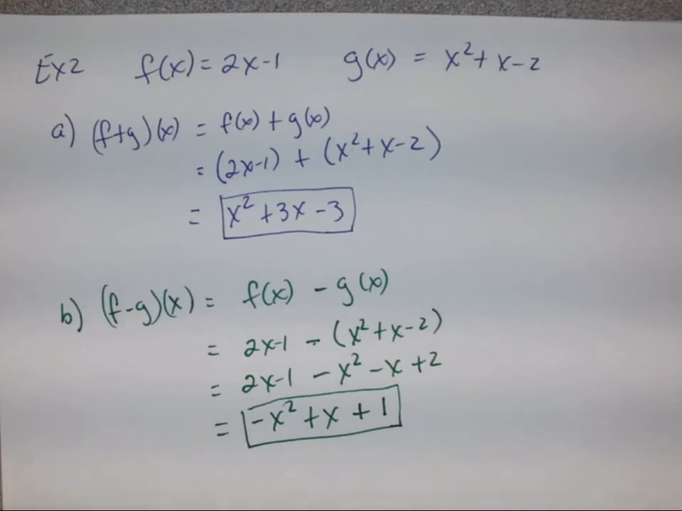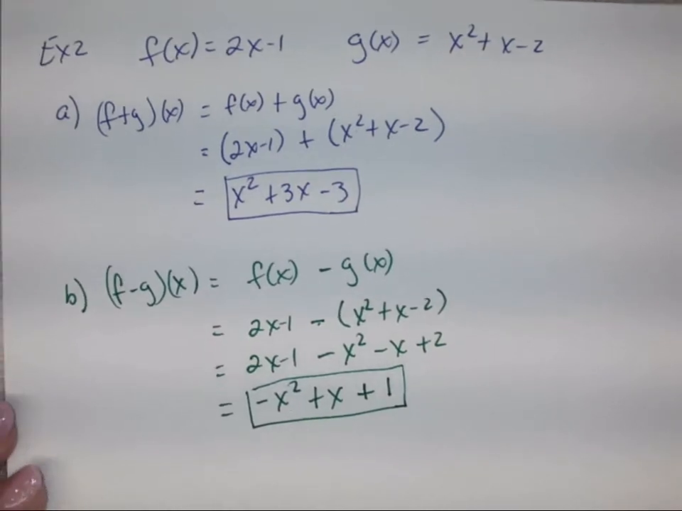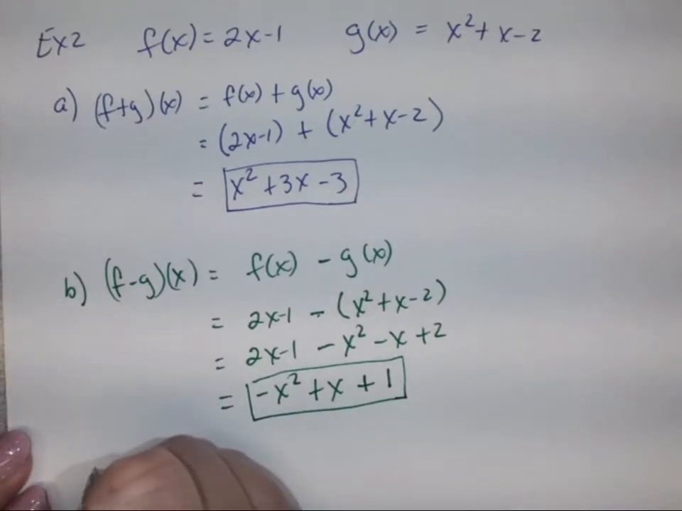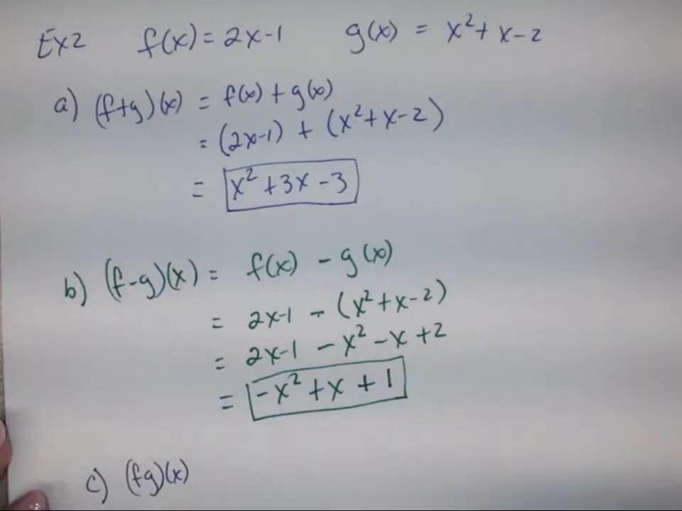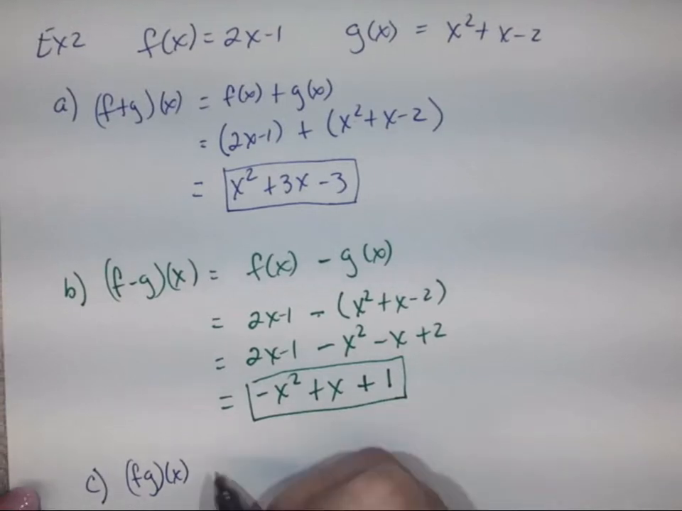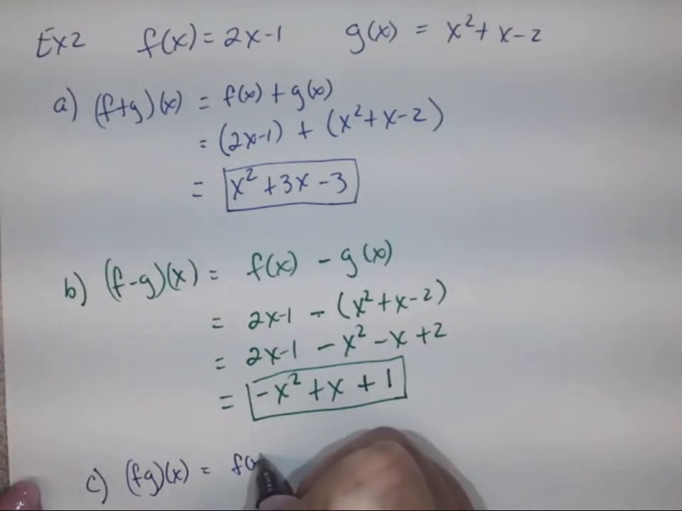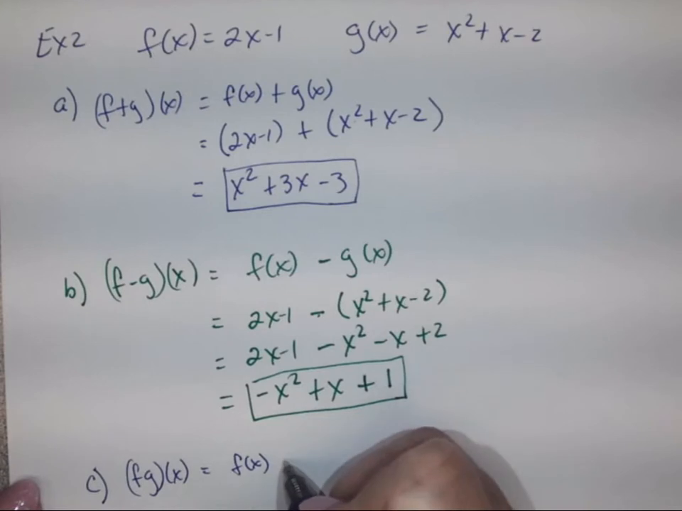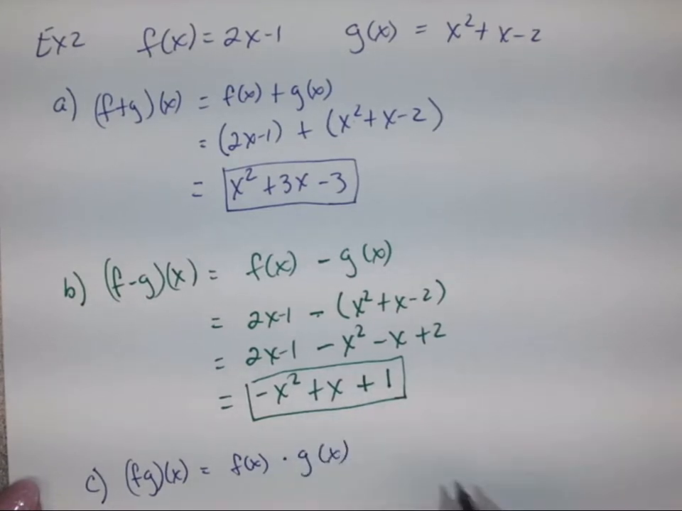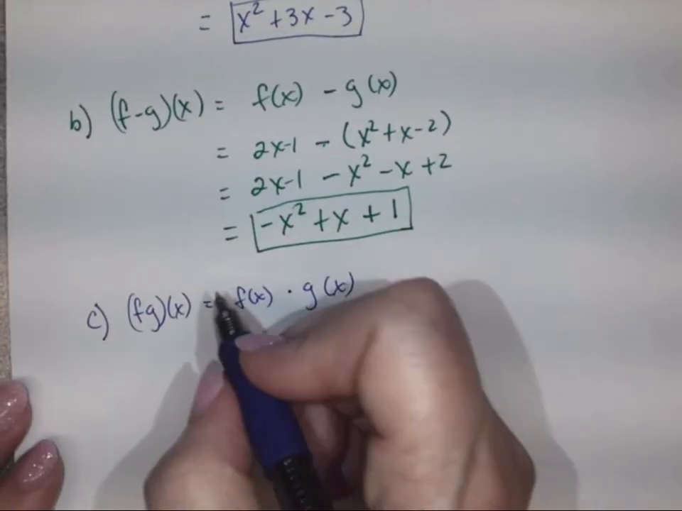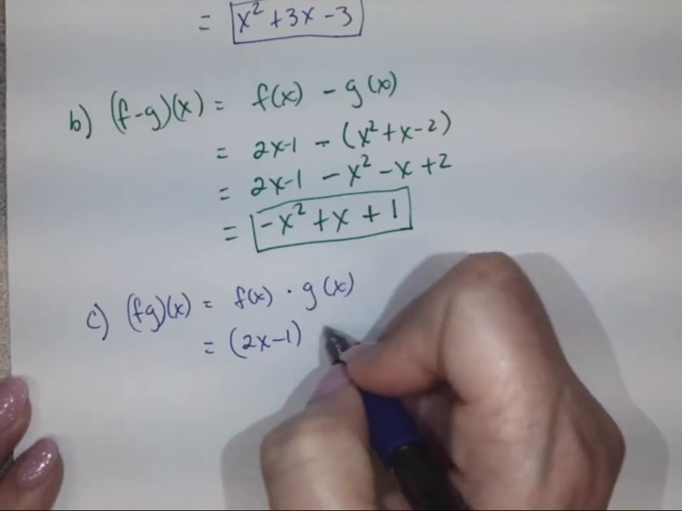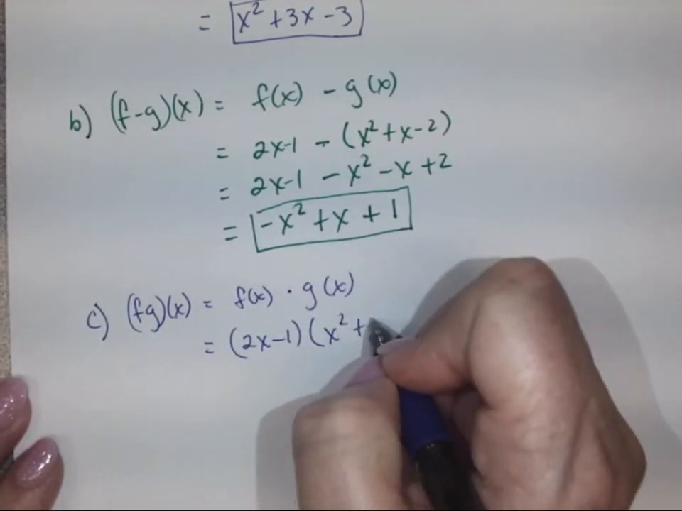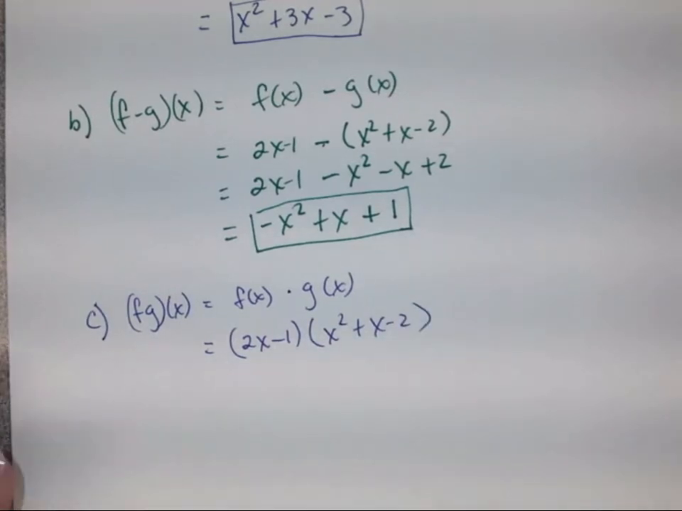The next one, part C, we're going to multiply our functions. So we have f times g of x. So that's going to be f of x times g of x. So we're going to use the same 2 functions. So this time we have 2x minus 1 times x squared plus x minus 2.